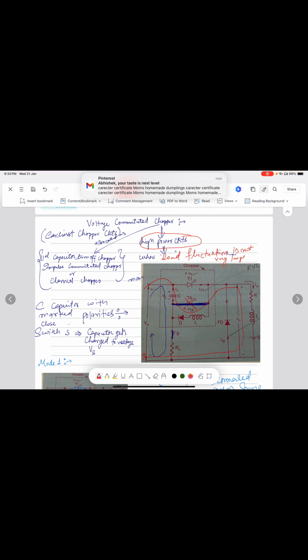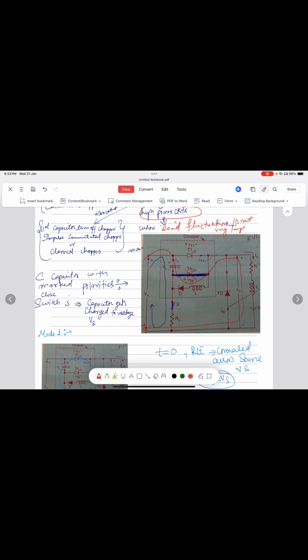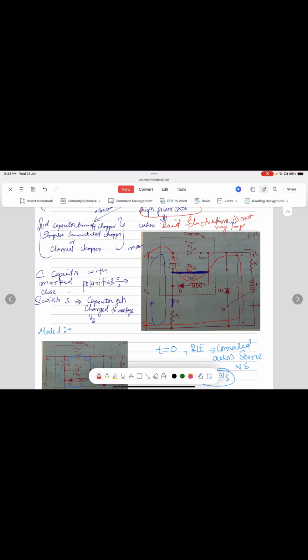We can call it a parallel capacitor turn off chopper, or impulse commutated chopper, or classical chopper. These are the various names of this circuitry, where C here is the capacitor.